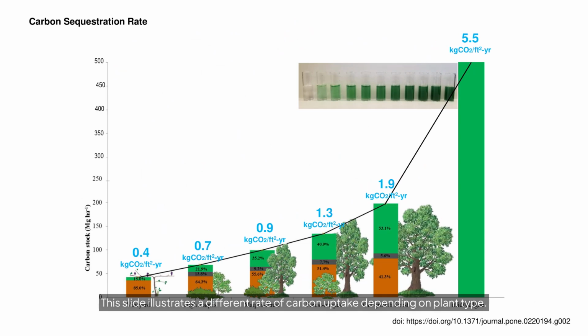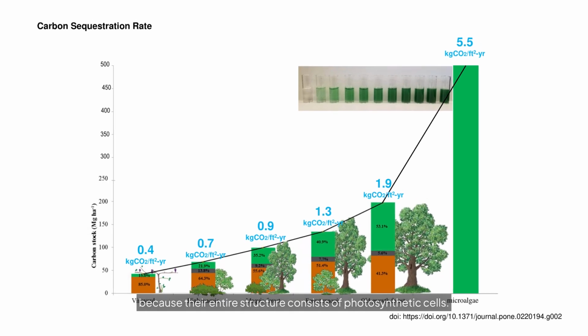This slide illustrates a different rate of carbon uptake depending on plant type. With ample sunlight, biological matter in facades increases CO2 uptake via photosynthesis, contributing to carbon sequestration and oxygen production. Sequestration is directly related to the biomass of a tree's leaves. In other words, bigger trees generally have higher sequestration rates. However, mature trees do not sequester carbon faster than actively growing adult trees. In comparison, microalgae are highly efficient at carbon sequestration because their entire structure consists of photosynthetic cells.